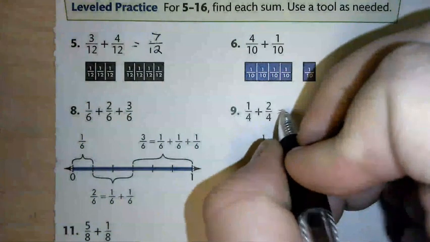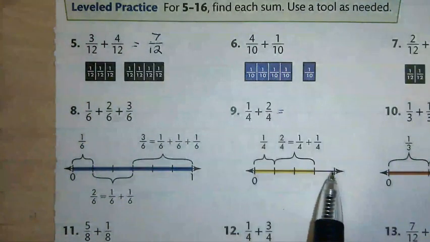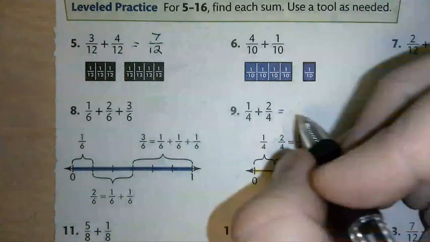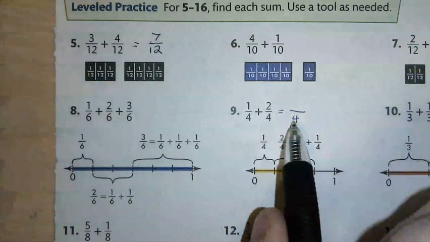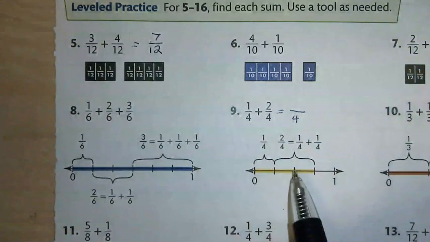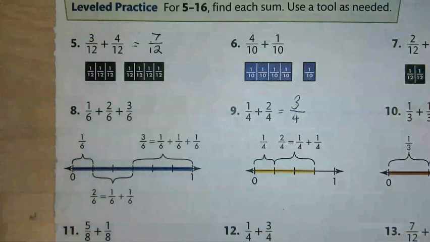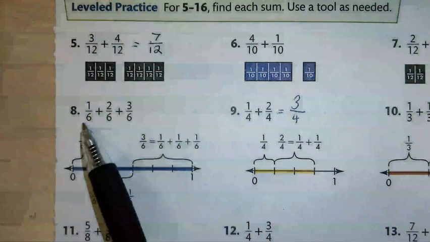All right. But on a problem like this, I still need 4 to make my 1 whole, right? So the 4 is going to stay as my denominator. All right, that stays the same. Now I'm going to say, well, how many 1/4 did I have? I had 1, 2, 3 1/4, or 3/4.